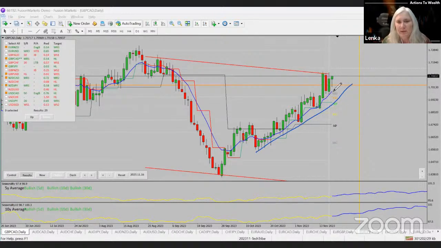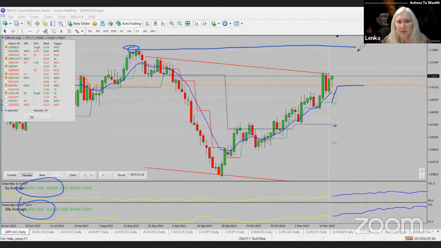At the moment, it's in a bit of a range, a bit of an indecision. So I would like to see price pull back to the bottom and look for long opportunities then. The weekly pivot will be higher, and that goes with the bullish seasonality. So we could see price action keep going, maybe to that level there.